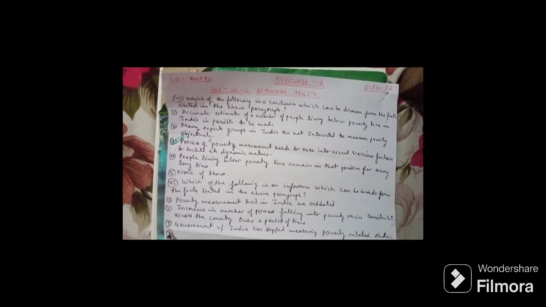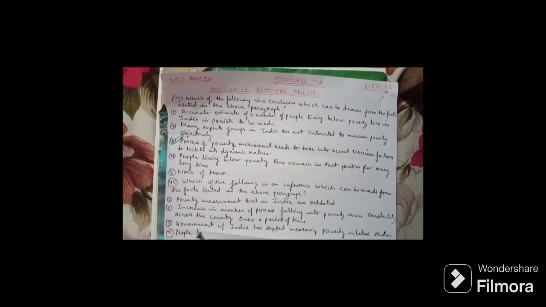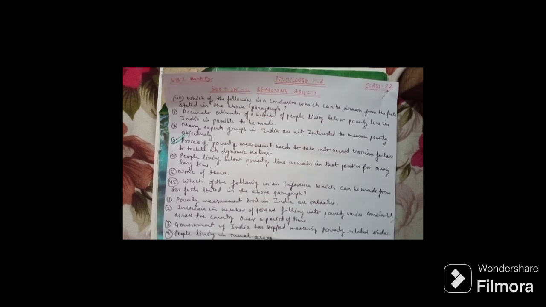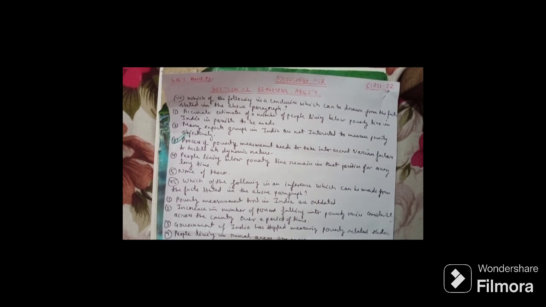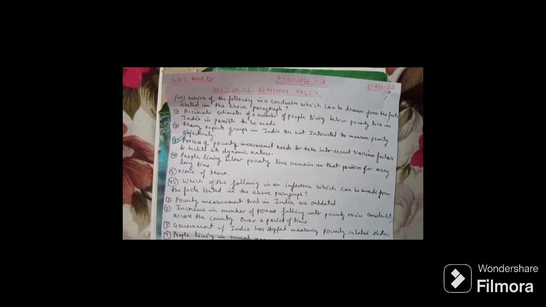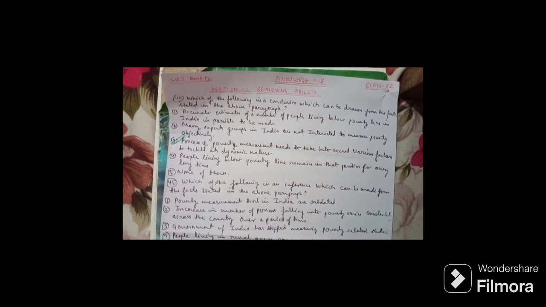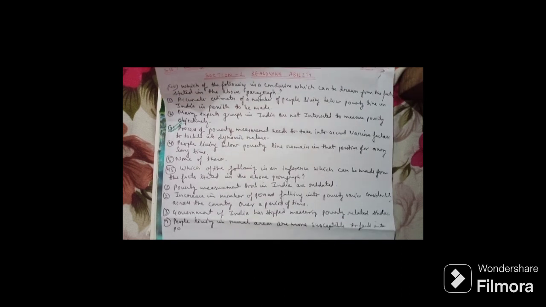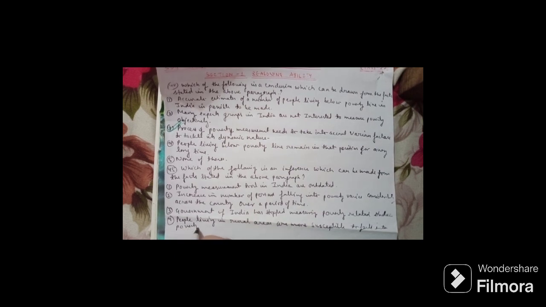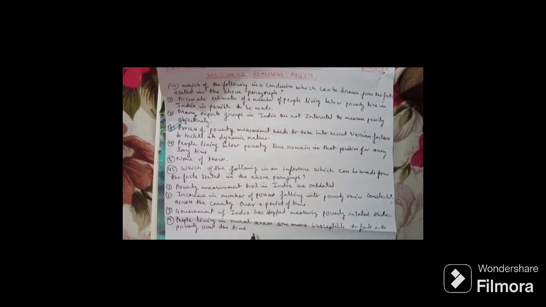Now the fourth one we have: people living in rural areas are more susceptible to fall into poverty over the time. And the fifth is none of these.